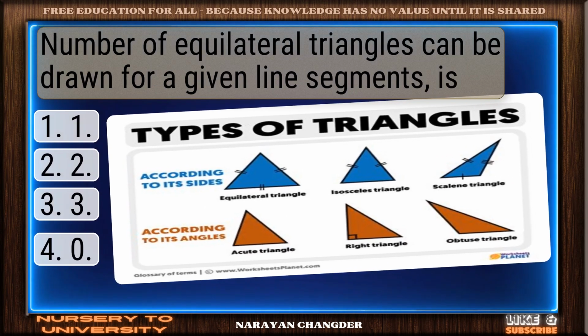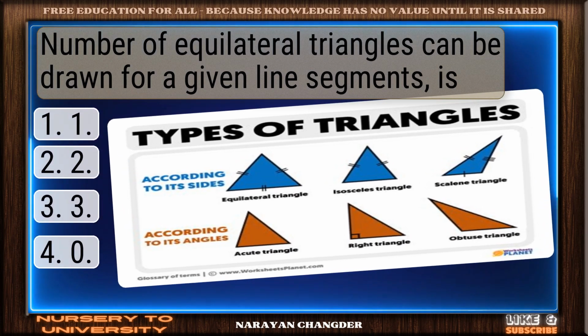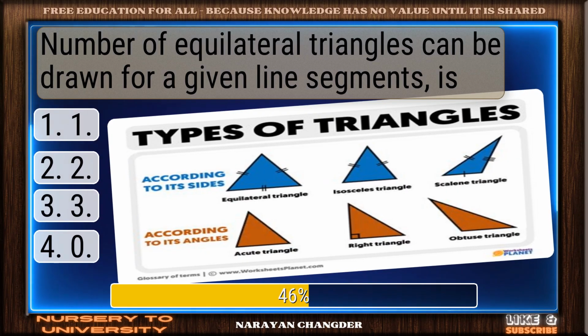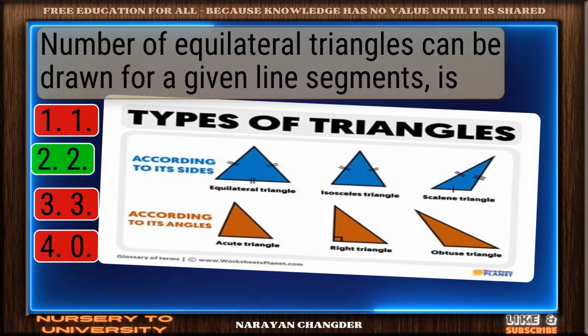Question number 22. Number of equilateral triangles can be drawn for a given line segments is. Well reasoned. 2 is the correct choice.